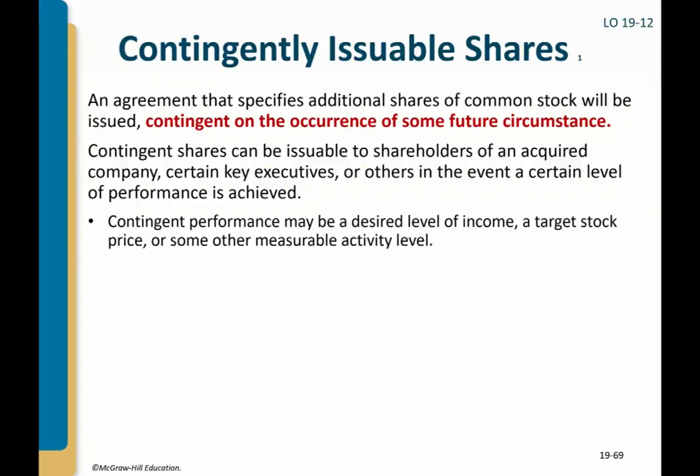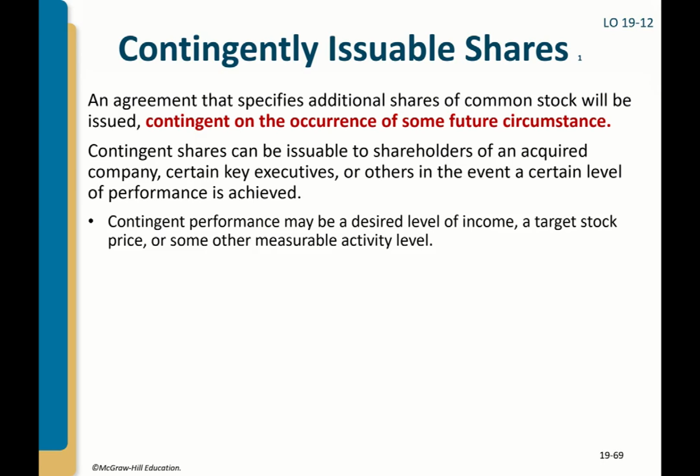Contingently issuable shares. An agreement that specifies additional shares of common stock will be issued contingent on the occurrence of some future circumstance. The best example is there is a target of net income. So if we can meet or beat that net income target, we can issue more shares.